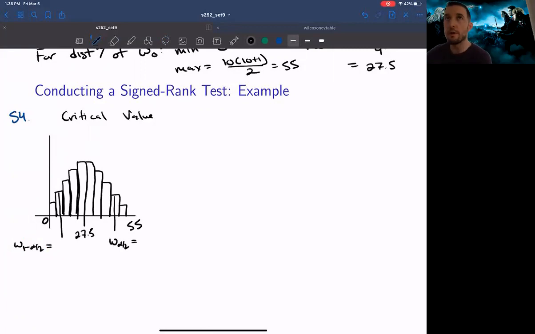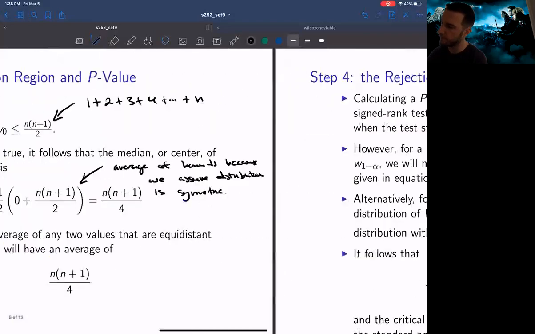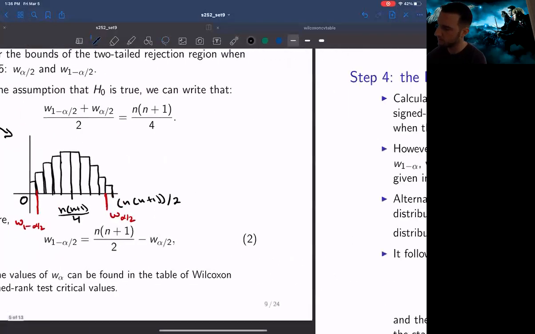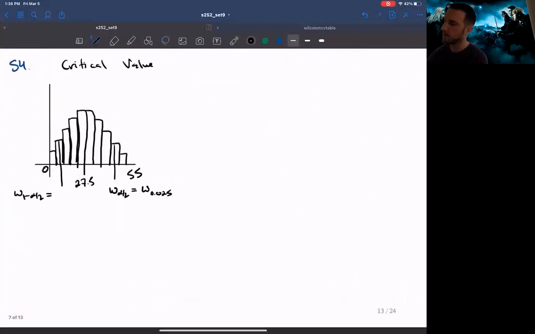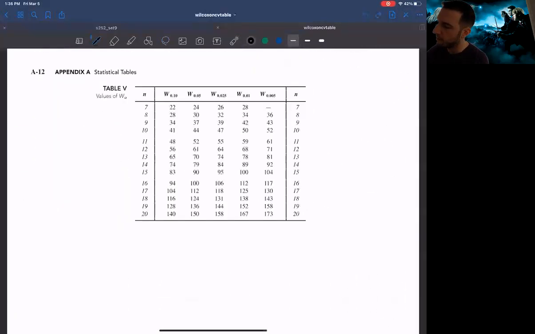So now what we do is we go to our Wilcoxon table. W alpha over 2 will be W 0.025 because we're testing at the 5% significance level. So we go to our table. We have 10 observations. We have W 0.025. That gives us 47.